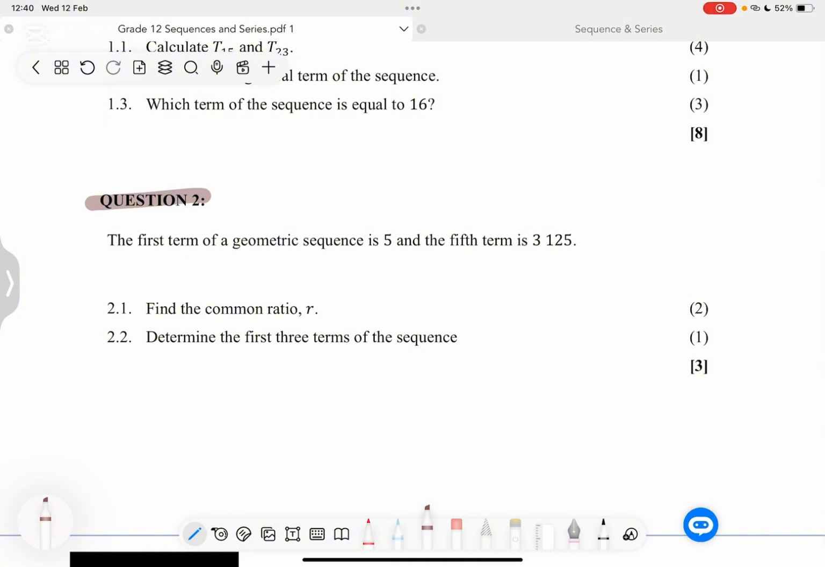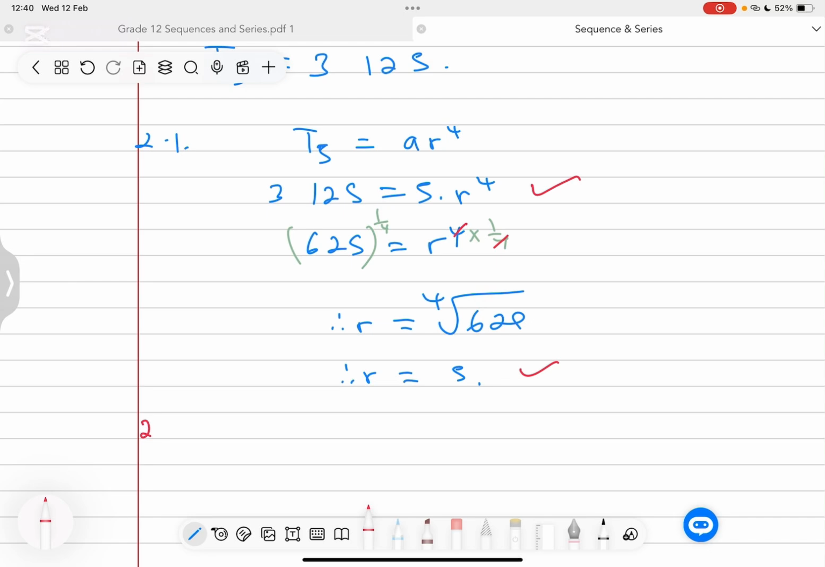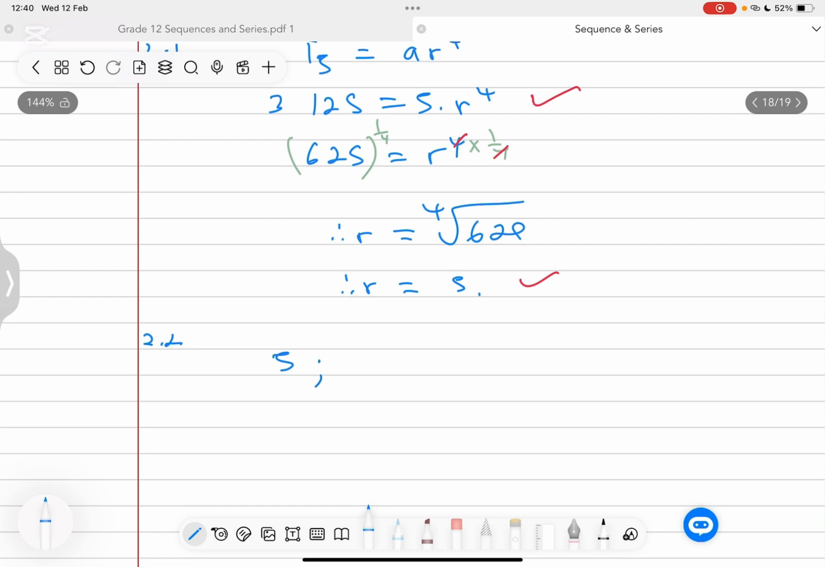2.2 then says determine the first 3 terms of the sequence. This question, the last question on question 2, becomes really sweet, because we know that the first term was given by 5, and in a geometric sequence, if you want to find the next term, you simply multiply by the common ratio, which is what we found here. 5 times 5 gives me 25. Then to get the next term again, we multiply by the same number, because it's the same common ratio. 25 times 5 should give you 125.